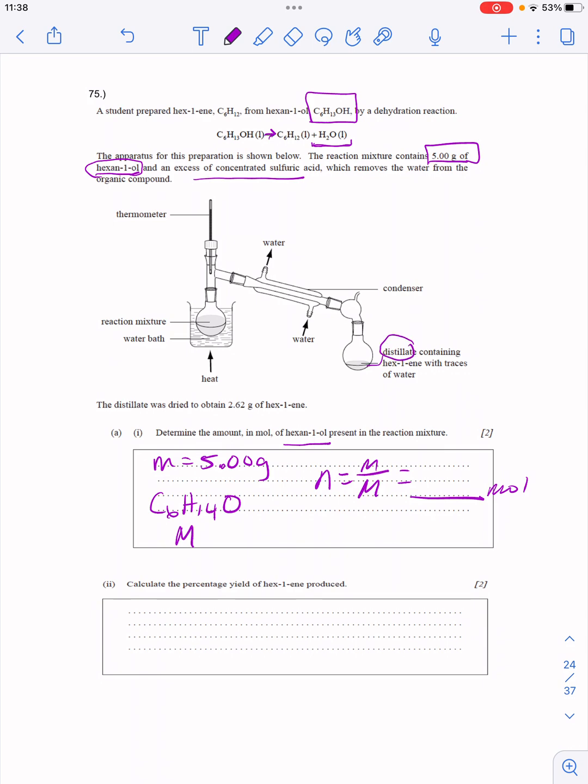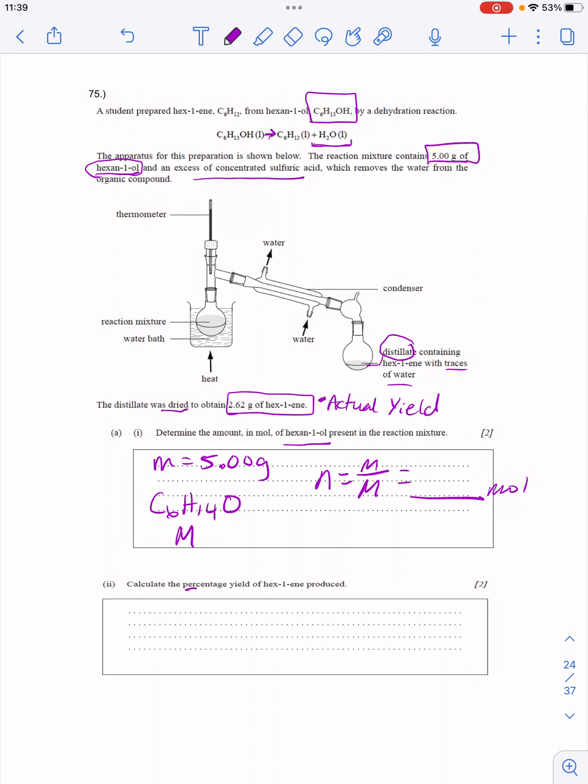And then they show you the setup, and they say the distillate, which they mentioned down here, this is the distillate containing hex-1-ene with traces of water. The distillate was dried, that means removes the water, and we get 2.62 grams of hex-1-ene. Now, if they tell you how much product they've made, they are telling you the actual yield. Remember that an actual or an experimental yield is what you determine in the actual experiment. And since you're not actually carrying out the experiment, the question has to tell you that value.